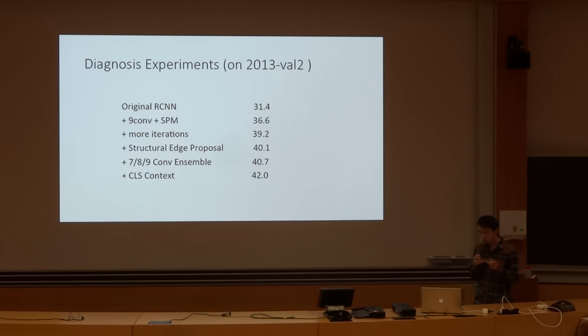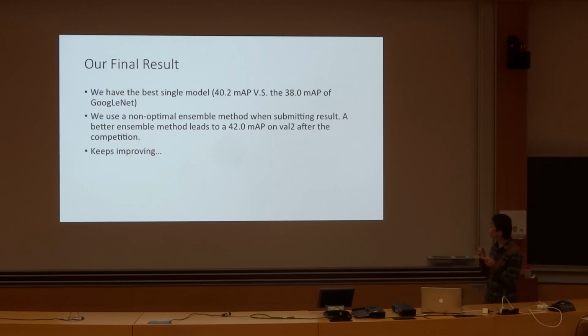And last, we try to add the classification context and the final scores, 42 mAP. So here's the summary. In the conclusion, we have the best single model, even compared to GoogLeNet. However, we used a suboptimal ensemble method in submitting the results. After the post-competition test, we can get to 42 mAP on the validation 2 split. So we are still improving our results.